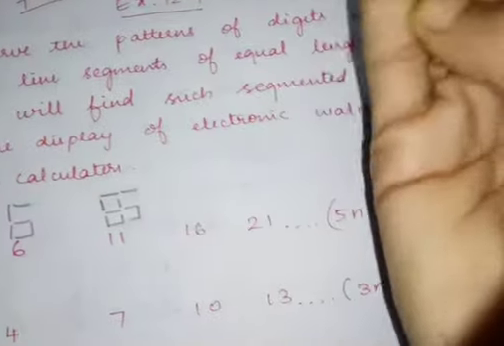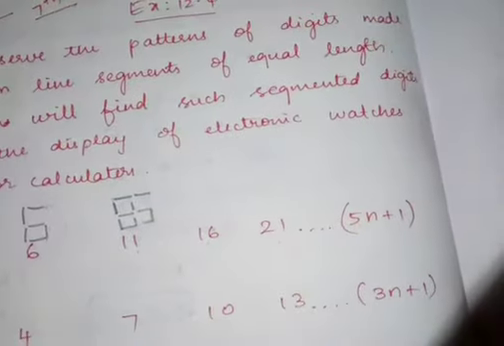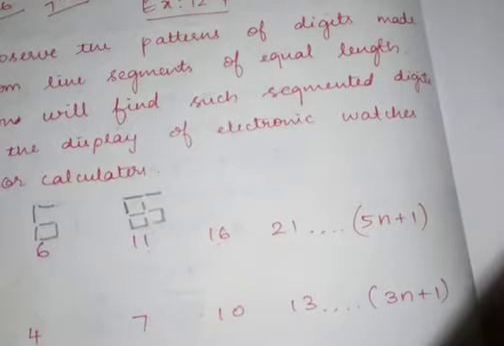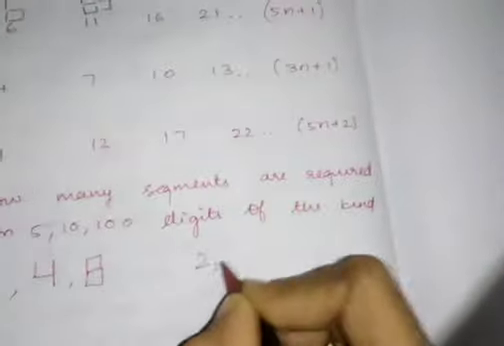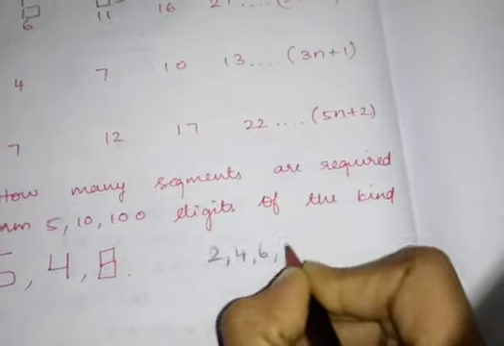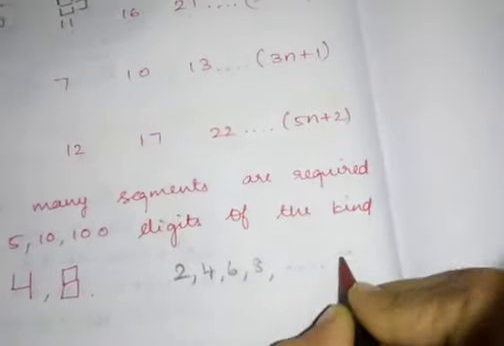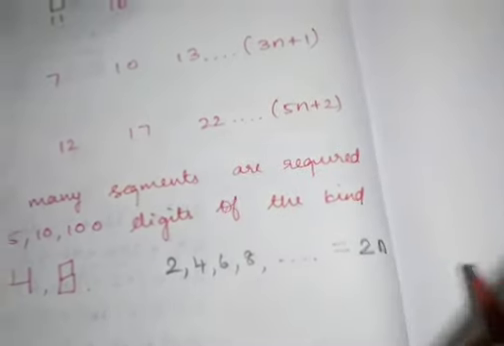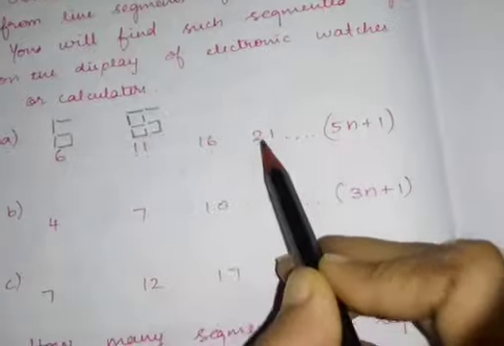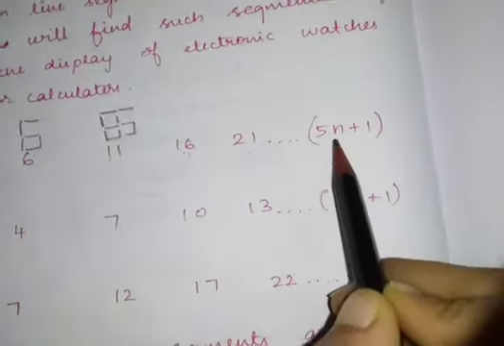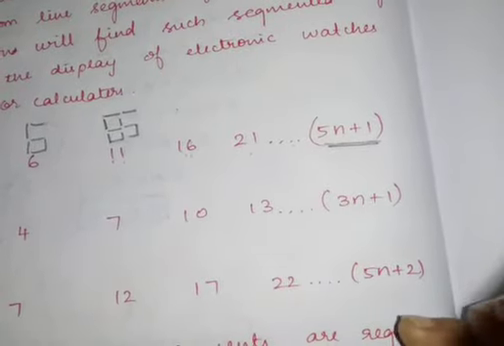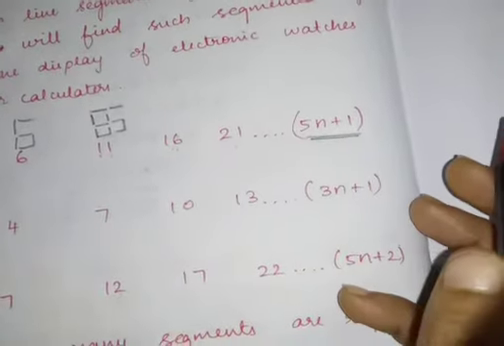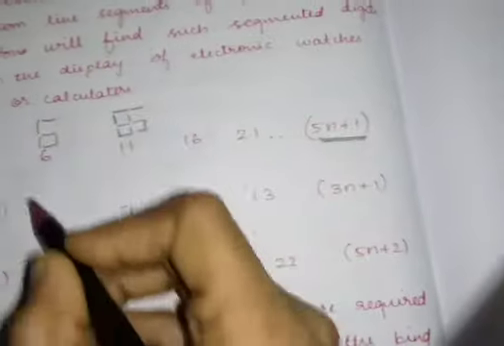If 2, 4, 6, 8 like that, if it is a pattern, how will we write it? The general form is 2n. Correct? See, if it is 2, 4, 6, 8 like that, what will be the general form, children? 2n. Correct? So likewise, if 6, 11, 16, 21 like that goes on, the general form will be 5n plus 1. Okay, what will be the general form? 5n plus 1.